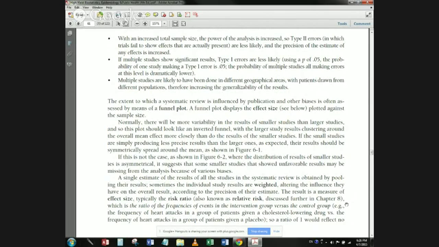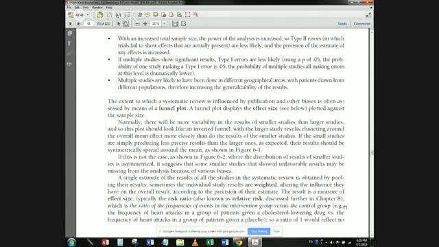If multiple studies show significant results, type 1 errors are less likely using a p of 0.05. The probability of one study making a type 1 error is 0.05. The probability of multiple studies all making errors at this level is dramatically lower. Multiple studies are likely to have been done in different geographical areas, with patients drawn from different populations, therefore increasing the generalizability of the results.